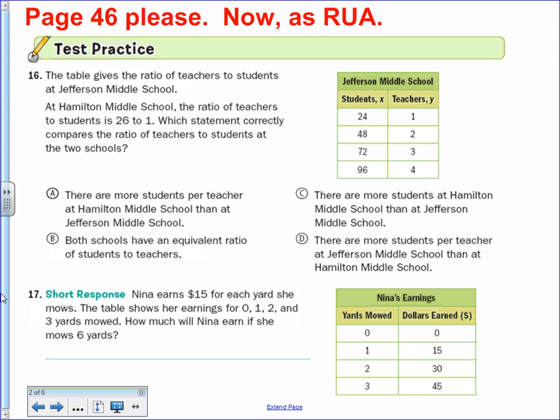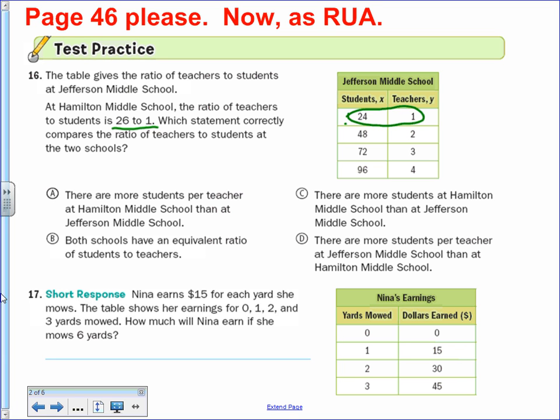All right. First question says, the table gives the ratio of teachers to students at Jefferson Middle School. At Hamilton Middle School, the ratio of teachers to students is 26 to 1. Which statement correctly compares the ratio of teachers to students? So they're not charting Hamilton. They're just telling you 26 to 1 versus Jefferson was 24 to 1. So that means for every one teacher, there are 26 students at Hamilton and 24 students at Jefferson. So there are more students per teacher at Hamilton. That seems to be true.